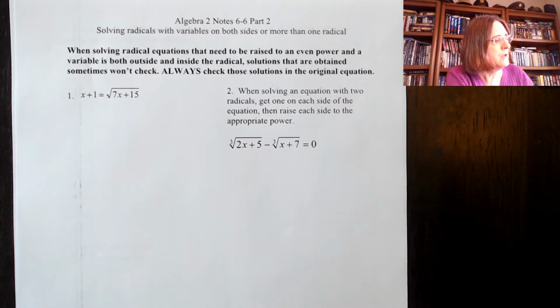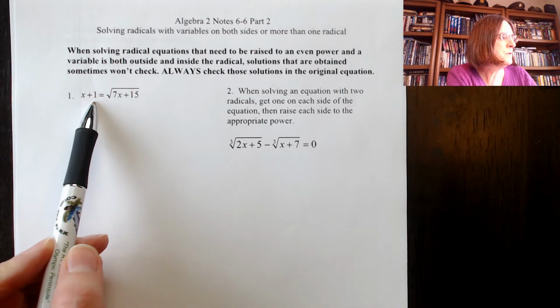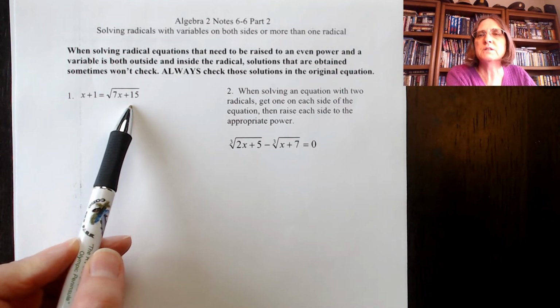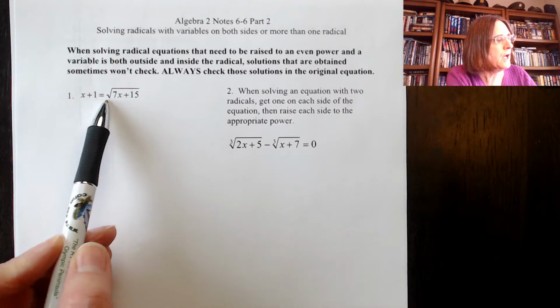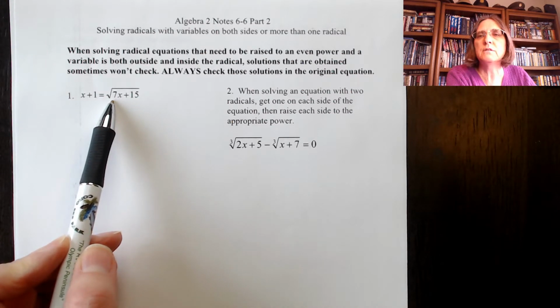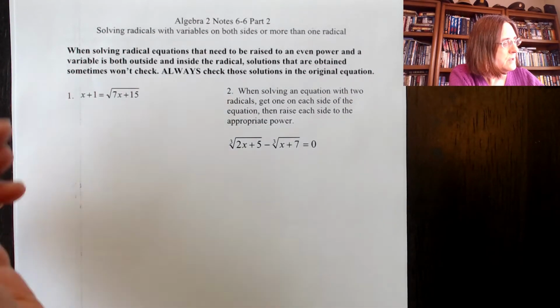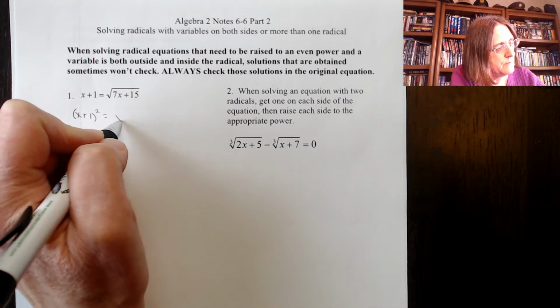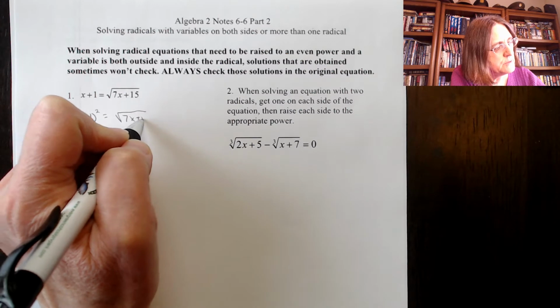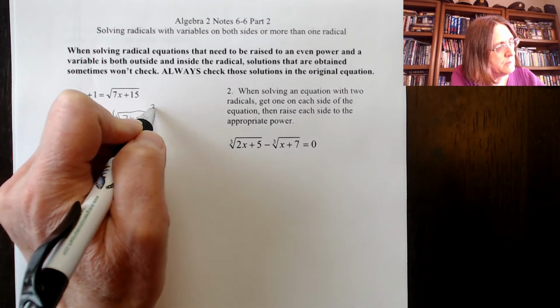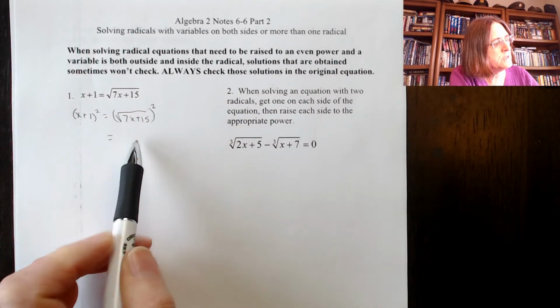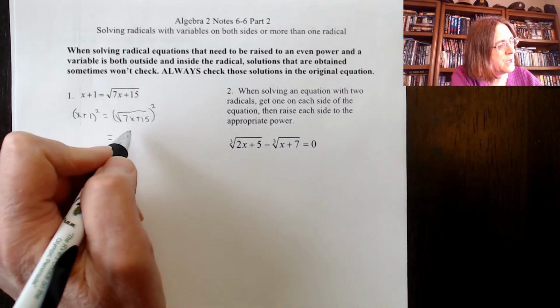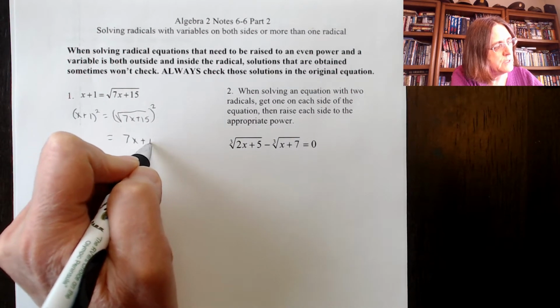So let's start by solving the equation x plus 1 equals the square root of 7x plus 15. We already have the radical isolated on one side of the equation, so we're going to undo this radical by squaring both sides. So let's take and square both sides of the equation. A square is going to undo a square root. So on the right side of the equation, we're left with just 7x plus 15.